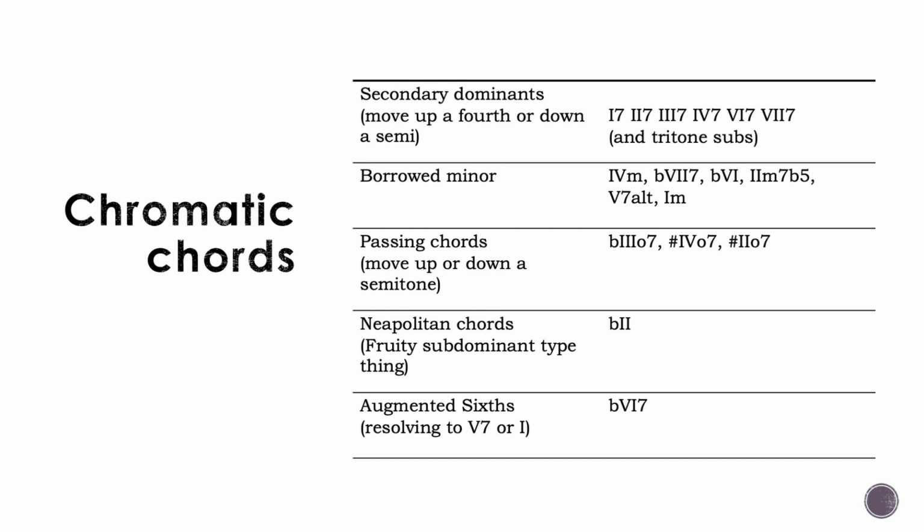Neapolitan chords, fruity subdominant type things. Flat 2 is the most obvious one. You can see it as a substitution of the parallel Phrygian or even Locrian modes. And augmented sixths, which are not well understood by jazz musicians, but I thought I'd bring them up because they often don't resolve like tritone subs. So flat 6 often can go straight to 1 as well as to 5-7.